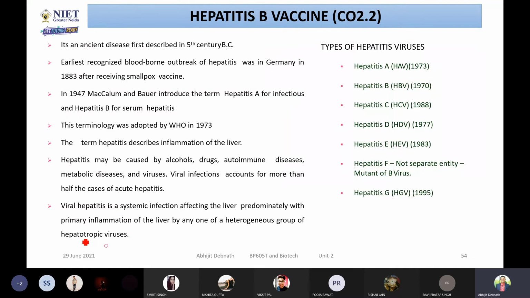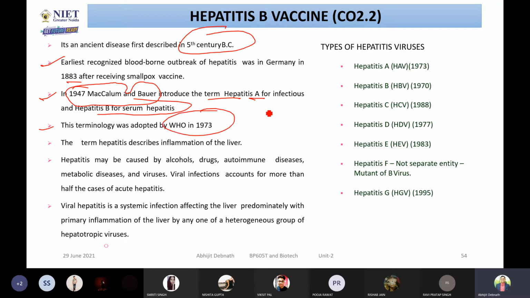Now, it is not a very new virus. It is a very old virus. In the 5th century BC it was first described, and then there were many outbreaks. In 1947, McCollum and Weir gave the term hepatitis: A for the infectious, B for the serum. Then the terminology was adopted by WHO in 1973, and the term describes the inflammation.